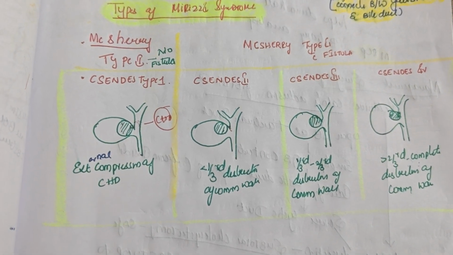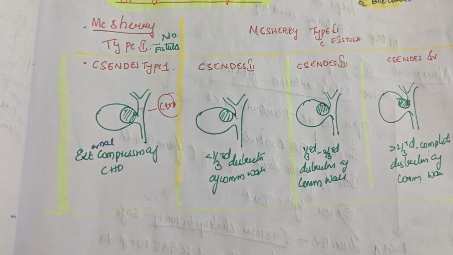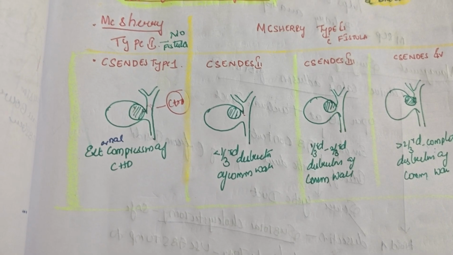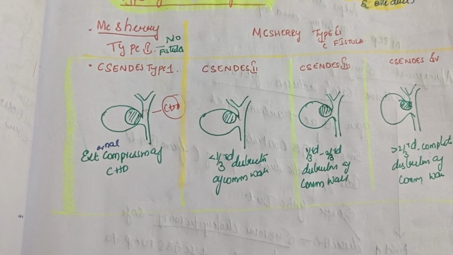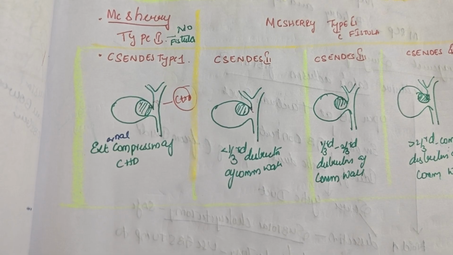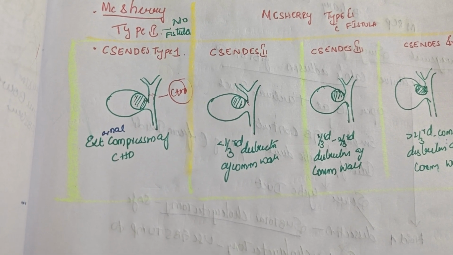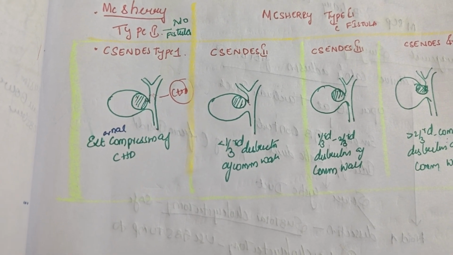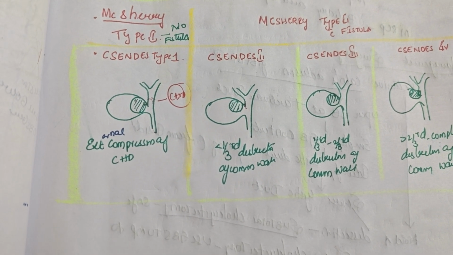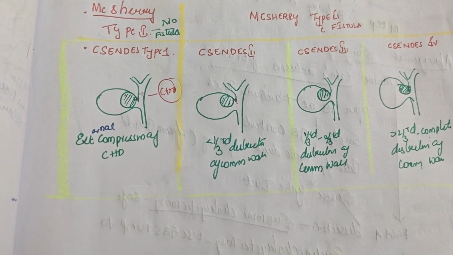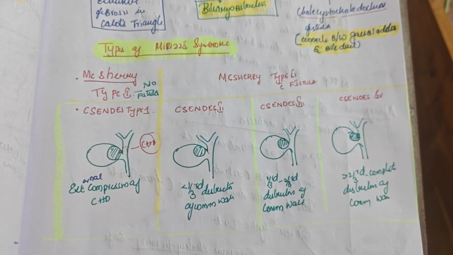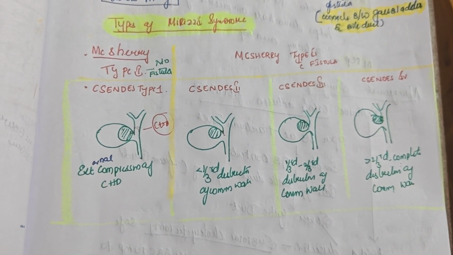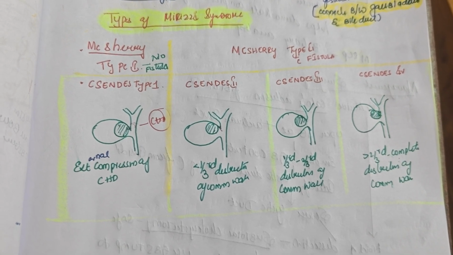So remember that you have type 1, type 2, type 3 and type 4, guys. In type 1, there is an external compression of the common hepatic duct. Next, you have less than 1/3 destruction of the common wall, then 1/3 to 2/3 destruction, and then more than 2/3 destruction of the common wall. So these are the basic classifications which we need to understand. In McSherry's, type 1 has no fistula, type 2 has a fistula.